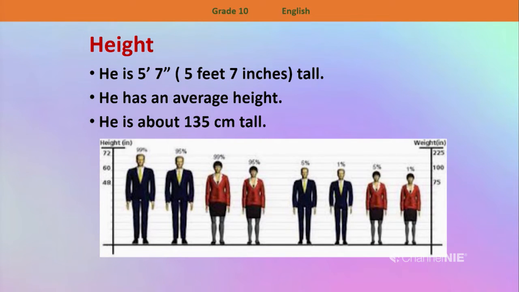Height. Yes. Now you can see there are different people with different heights. And this is how you can use the height in a sentence. He is 5 feet 7 inches tall, or else you can just mention he is 5.7. He has an average height. It's average, not tall, nor short. He is about, and you can give that height in centimeters, like he is about 135 centimeters. If you know exactly, you don't have to use about. Right.